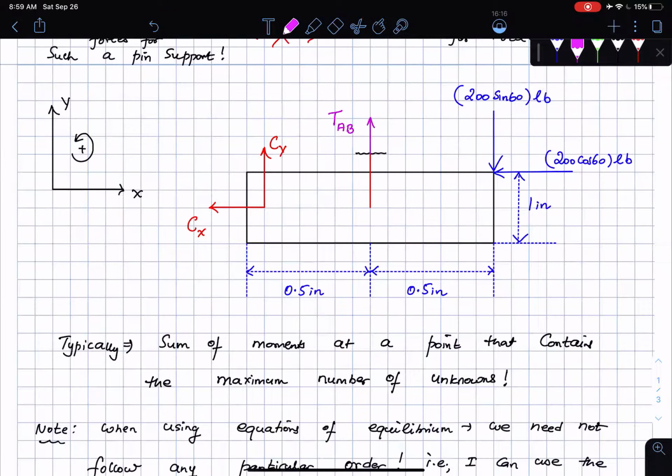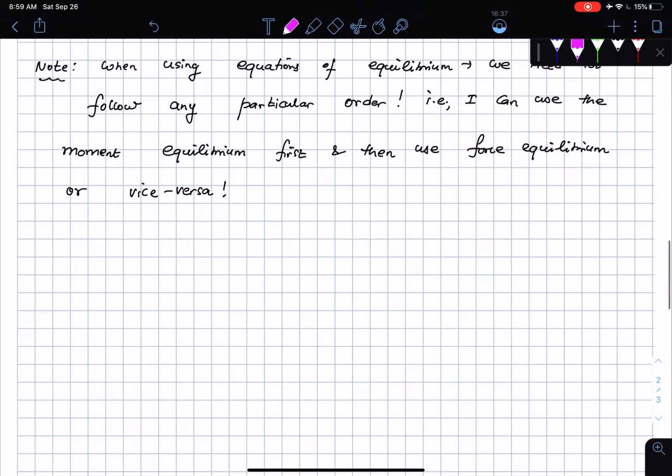Okay, this is important, right? Because by doing so, I knock out all those unknowns from the picture and I can find something else. So sum of moments at C, because that has the most unknowns here. So I'm going to sum moments about C. Let me write that down here: summation of moments about the point C, I'm going to set that to 0.